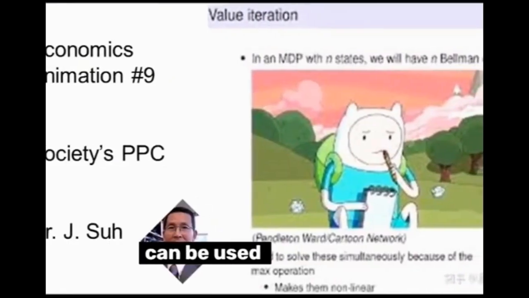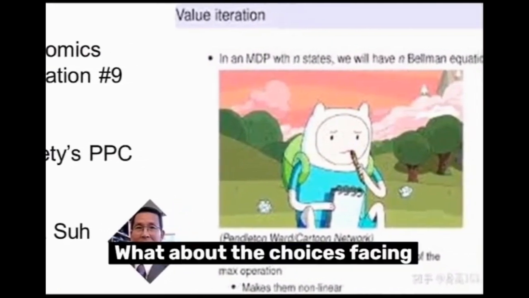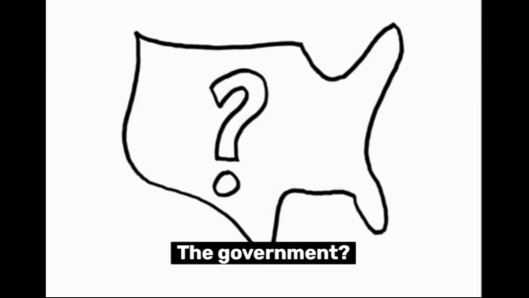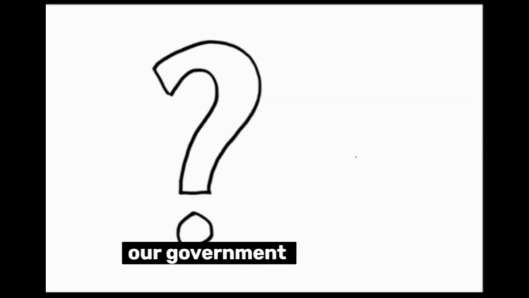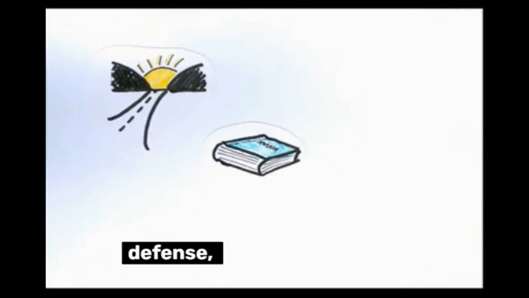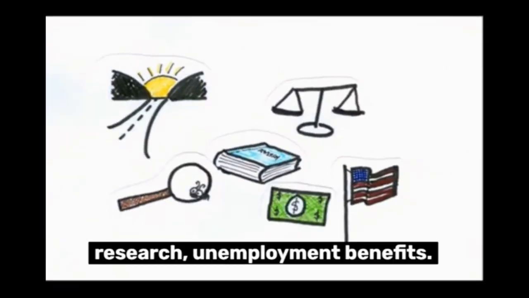So now you know that graphs can be used to illustrate an individual's choices. What about the choices facing a society? Well, who makes decisions on behalf of society? The government. What kinds of things does our government provide for us? Well, they provide things like roads, education, national defense, our justice system, research, unemployment benefits.